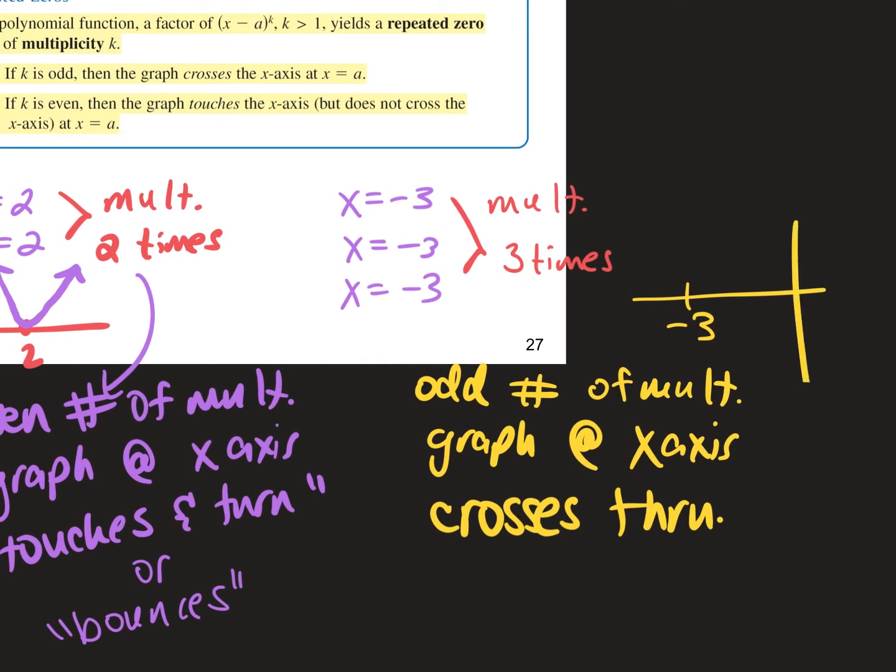How many times did I write it? 3 times. So it would go something like this. It would come through. It might come back somewhere else, but it's actually going to cross through that point. So if you have the same answer 2 times, 4 times, 12 times, if you were to graph it at the x-axis, it would hit that x value and turn the other way, bounce off of it. If you have an answer 1 time, 3 times, 5 times, an odd number, it's going to cross through at the x-axis. Does that make sense? Okay, so now we're going to kind of put all of this together.